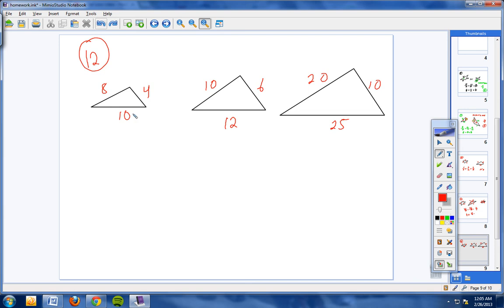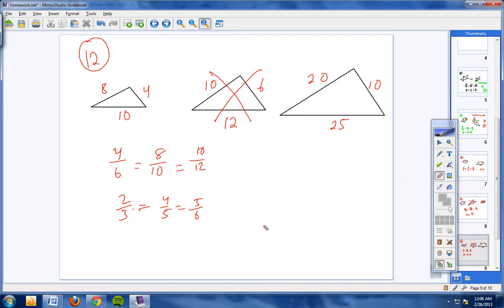So here we go. Smallest side over here, 4 would go with 6, equals 8 would go with 10, equals 10 would go with 12. Well, 2/3 equals 4/5 equals 5/6. I don't think so. So absolutely not. This triangle here is not similar to this triangle right here.